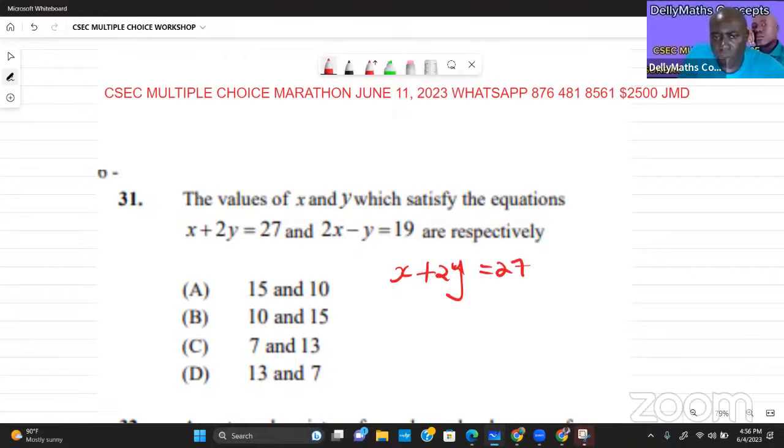Not so sure what's going on with my board. And then I have 2x minus y equal to 19. All right, you can solve it simultaneously. I'm going to multiply the top one by 2, and I'm just doing that so that I could get the x to turn into a 2x, right? So 2 times x gives me 2x. 2 times 2y gives me 4y. And 2 times 27 gives me 54.